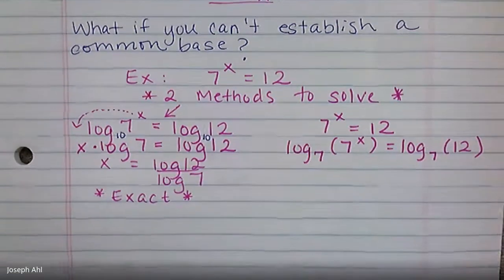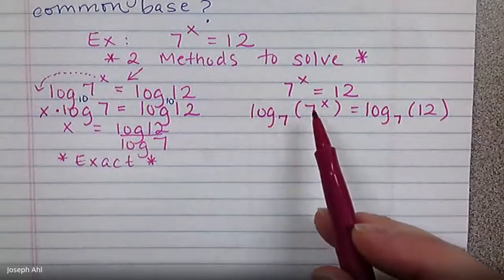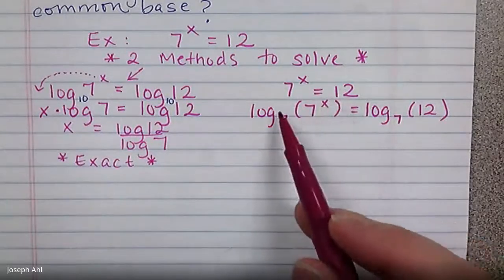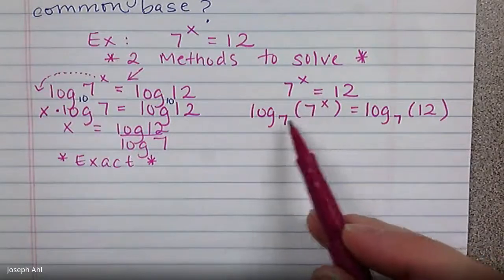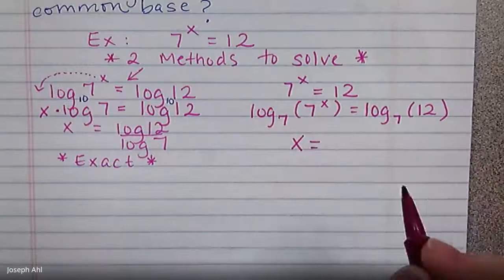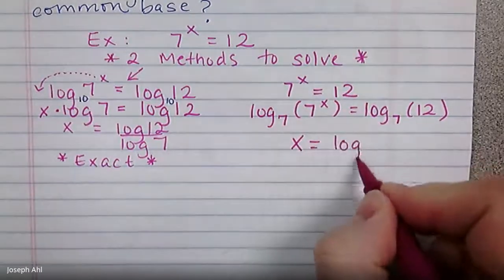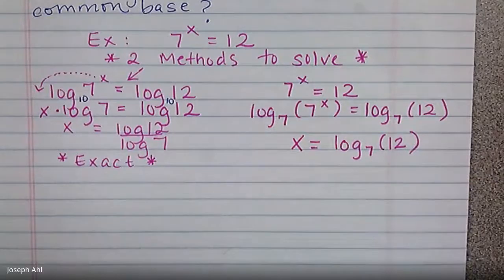And from there, what we'll see happen is when I'm taking log base 7 of 7 to a power, log base 7 and the base of the exponential 7 undo one another. These are inverses. So you just get x on this side. Okay, so x is equal to log base 7 of 12.